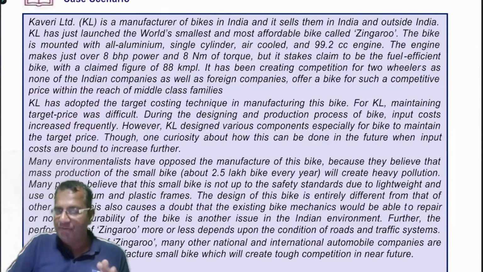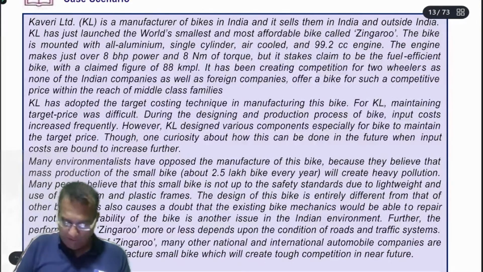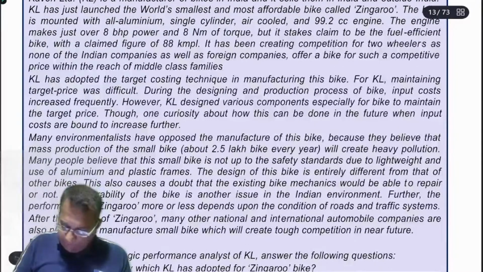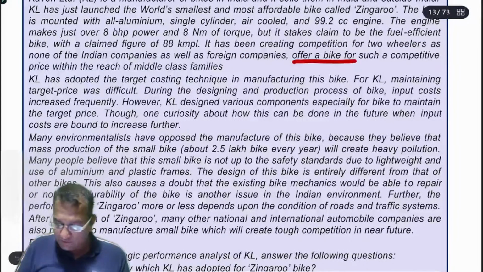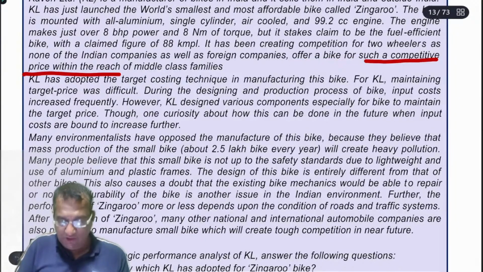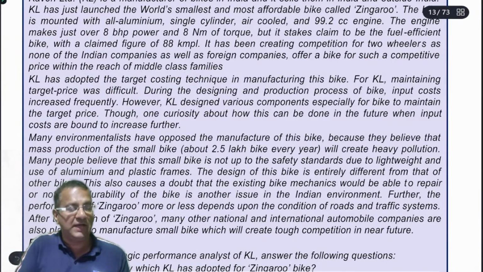So the company's name is Kaveri Limited, KL. They manufacture bikes in India, sell them in India and also in the overseas market. They have just launched the world's most affordable bike. They have given the name Jingaro. It is a fuel efficient bike and can give an average of 88 km per litre. This is creating competition for two-wheeler companies, not only with Indian companies but also with foreign companies, because they offer the bike at such a competitive price which is within the reach of a middle class family.